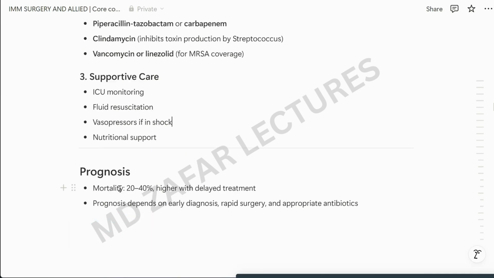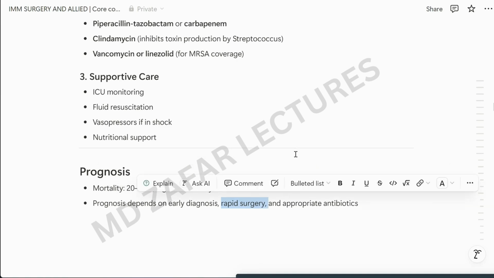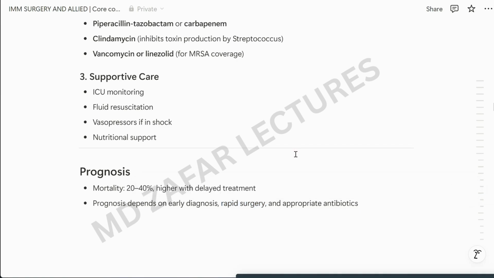In terms of prognosis, there is 20 to 40% mortality if the treatment is delayed. So prognosis depends upon early diagnosis, rapid surgery, and appropriate antibiotics. I hope I have cleared your concept related to necrotizing fasciitis, and it will be helpful in solving MCQs. Thank you very much for listening.